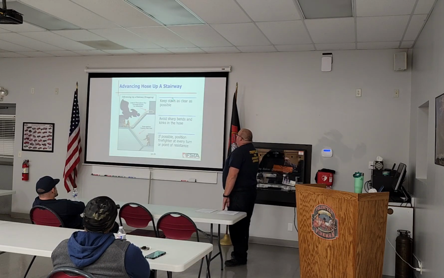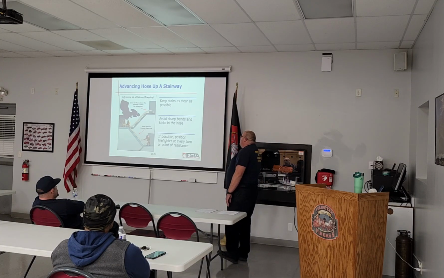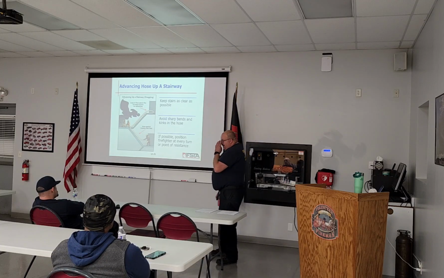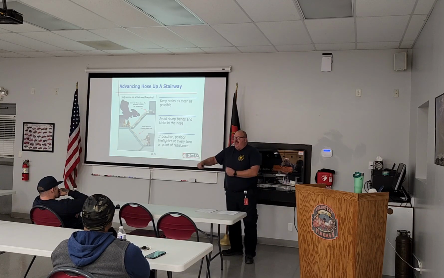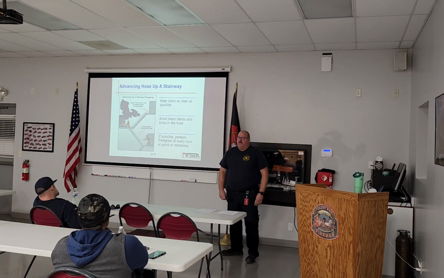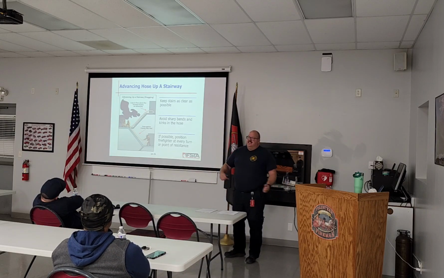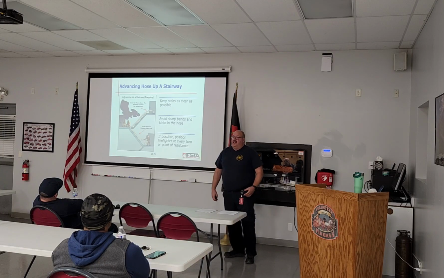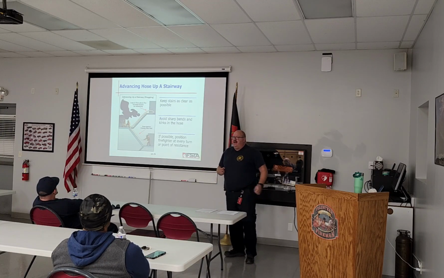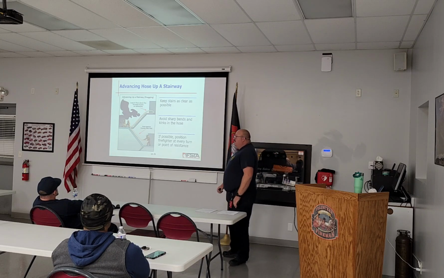Advancing a hose up a stairway, keep the stairs as clear as possible, avoid sharp bends and kinks in the hose, and if possible position a firefighter at every turn or point of resistance. Hopefully you don't have to go up too many stories, hopefully it's just a 2-story house, with one firefighter at the corner dragging that hose up while the nozzle man is advancing forward. Once the nozzle man gets to the seat of the fire, you can join him to help, or stay in that position because he's going to be ready to back out. You want to make sure you can back that hose out for him so it's not getting all wadded up behind him and he gets stuck.